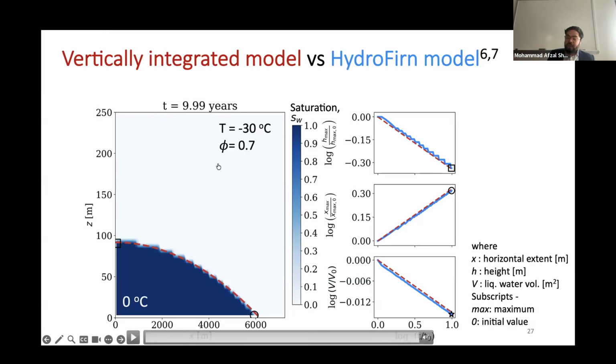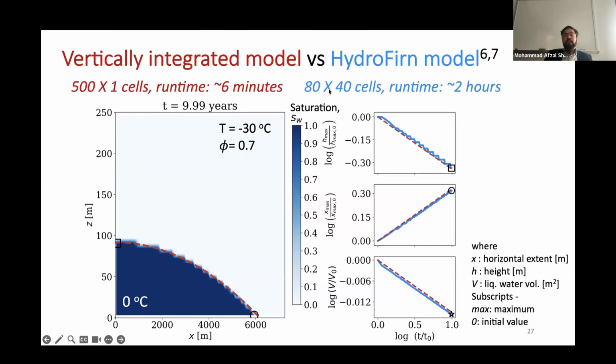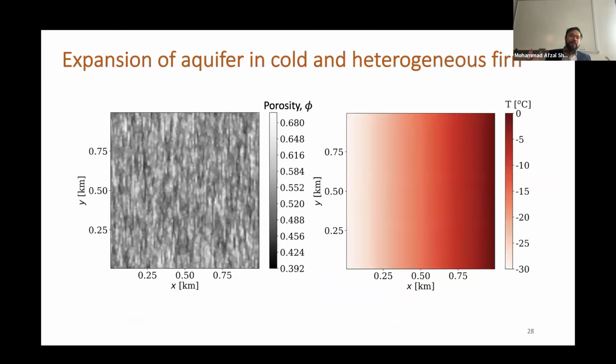Third is the computational cost. The hydrofirn model took about 2 hours to do this simulation, whereas the vertically integrated model took only 6 minutes. So it's better to use a vertically integrated model for a lot of different processes. Now let's move forward and try to solve a better problem using the vertically integrated model.